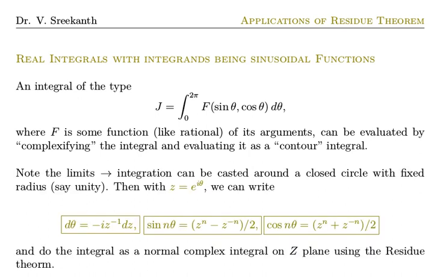Okay, so integration can be cast around a closed circle with fixed radius. Then we can apply z is equal to e raised to i theta, polar form, right? r equal to 1, radius is 1. If that's the case, you can see that d theta is equal to minus i z inverse dz, and sine n theta is nothing but z raised to n minus z raised to minus n by 2i, and cos n theta is z raised to n plus z raised to minus n by 2.